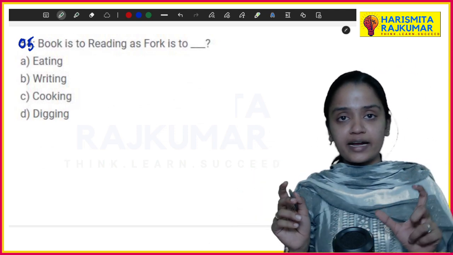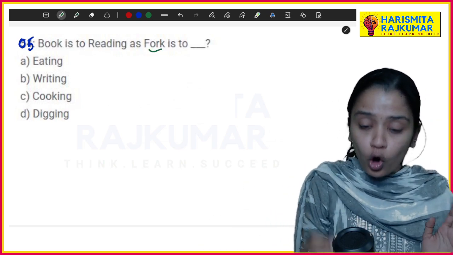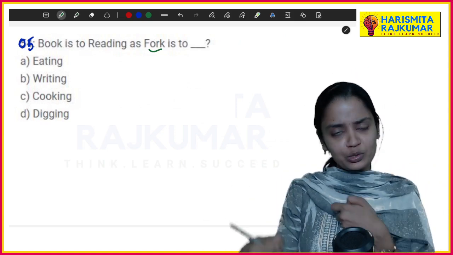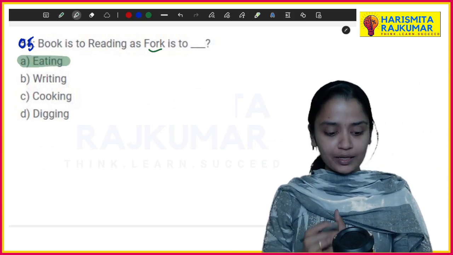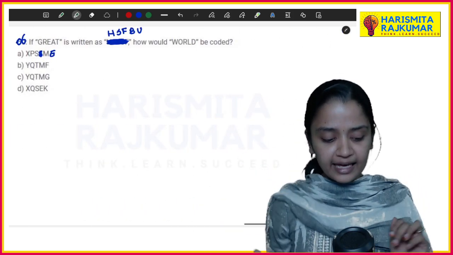Now, book is for reading. What will you do with a book? You will use it for reading. So, fork, what will you do? You'll use it for eating. Spoon and fork, you use them for eating. So your answer for this question is eating. Book is used for reading and fork is used for eating.